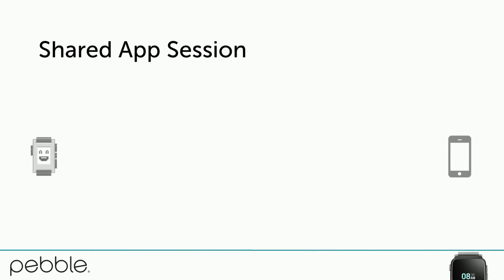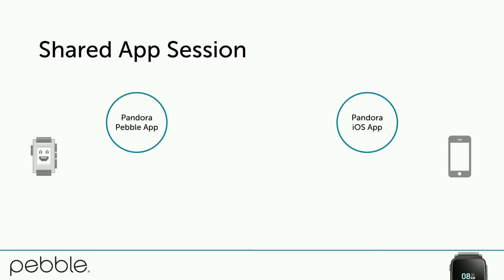So that's the current state, the state before 3.0. When you had an app, it would start communicating with the watch, and it would do so by using a shared session. There were some APIs where you have to close it and open it.